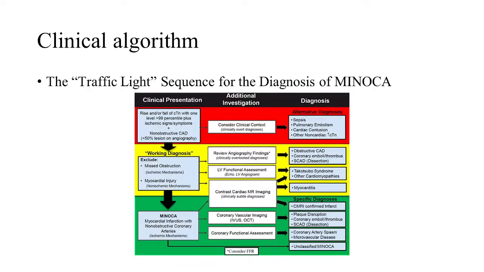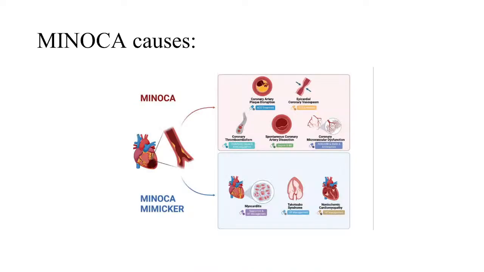Then when this has also been cleared, we come to our actual diagnosis, because there is nothing else that the patient can have. So we come to a diagnosis of myocardial infarction with non-obstructive coronary arteries. In this we will do multiple studies, which we will come to, and then we will find out what the cause of the myocardial infarction with non-obstructive coronary arteries is. So this is known as a traffic light sequence.